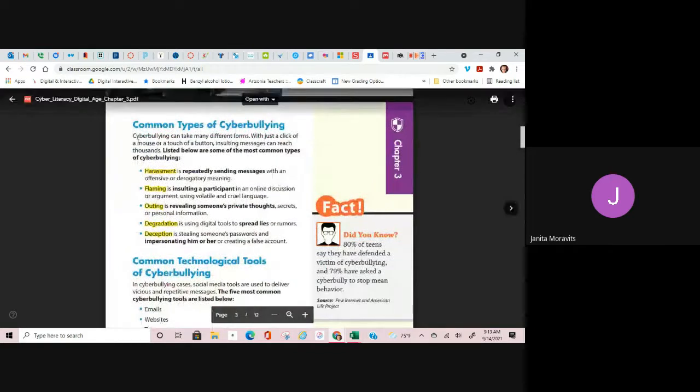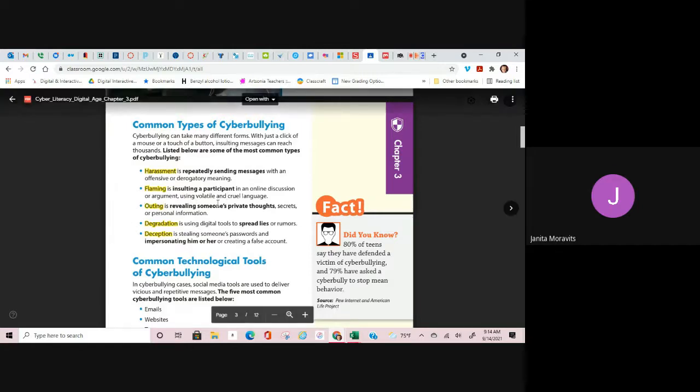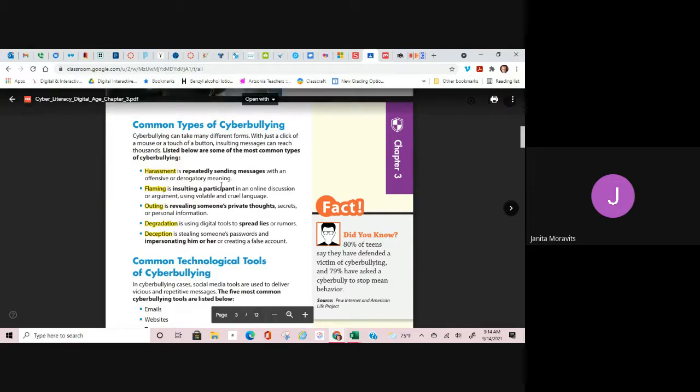All right, common types of cyberbullying are right here. It says it takes different forms. Listed below are some of the most common types of cyberbullying. Harassment, repeatedly sending messages with an offensive or derogatory meaning. And I realize that only parts of these definitions are highlighted, but on these right here, I want you to write the whole definition that they give you because these are really good ones. Flaming is insulting a participant in an online discussion or argument using volatile and cruel language. That happens a lot, and I know there's a lot of adults guilty of that.